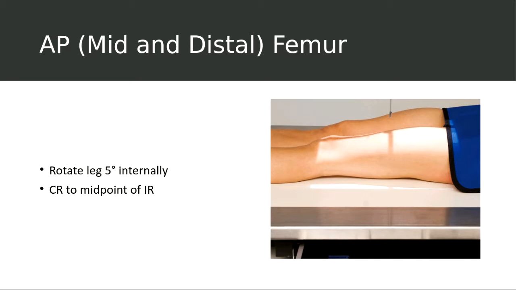Central ray is pretty much perpendicular to your mid light field. So however much you're capturing, because we have to capture the knee joint and as much of the rest of the femur as we can, we're literally just splitting that light field in half, and that's where your central ray is. Okay, so if you have 16 or 17 inches, you're going halfway in between. Notice it says central ray to the midpoint of the image receptor. So you want to make sure you include the knee joint and get as much of the distal femur as you can.